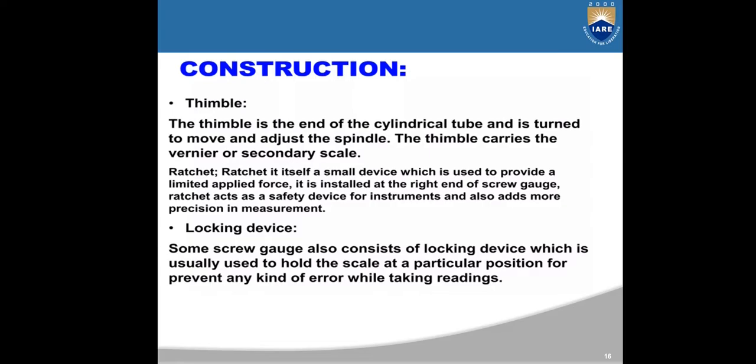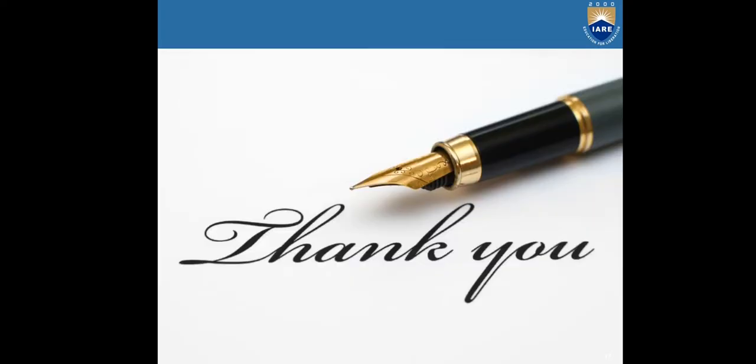Ratchet. The ratchet is a small device which is used to provide a limited applied force. It is installed at the right end of the screw gauge. The ratchet acts as a safety device for instrumentation and also adds more precision in measurements. Locking device. Most screw gauges also consist of a locking device which is usually used to hold the scale at a particular position to prevent any kind of error while taking readings.